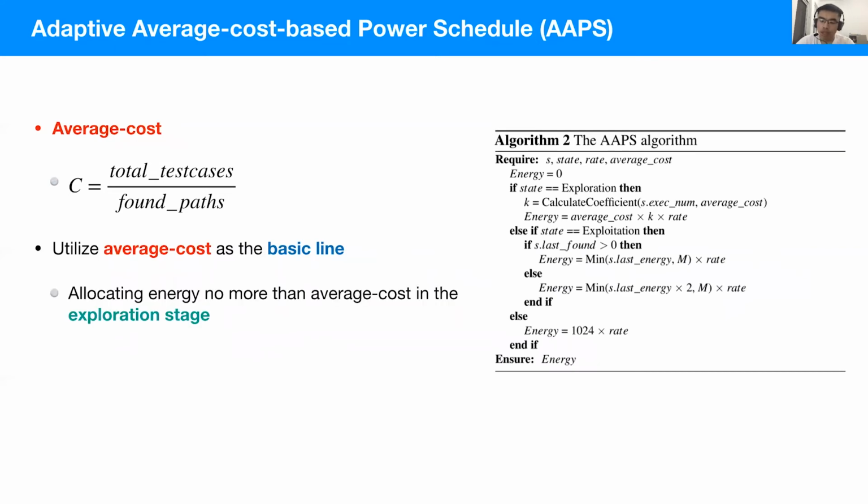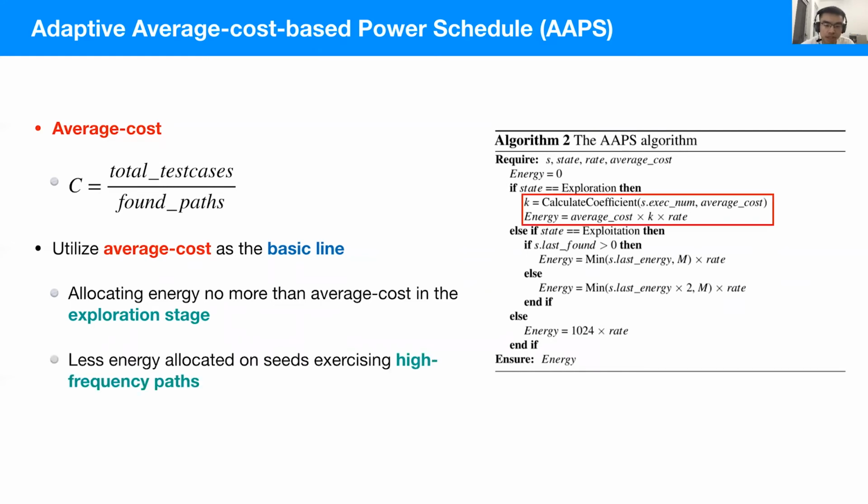The first, allocating energy no more than average cost to each seed in the exploration state. Second, less energy is assigned to the seed exercising high-frequency paths. These are validated by the parameter k. In addition, a context adaptive energy allocation mechanism is established. If more energy is allocated than the seed needs to find a path, EcoFuzz assigns less energy the next time by reducing the rate.